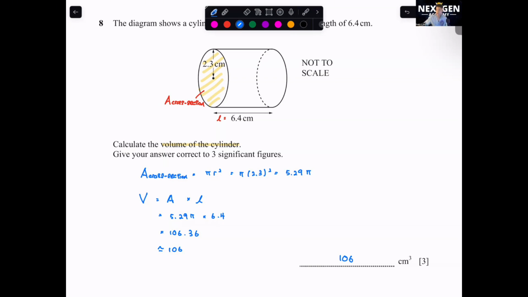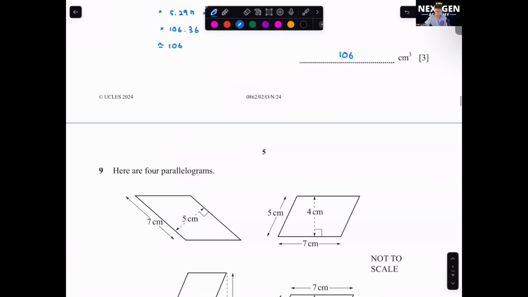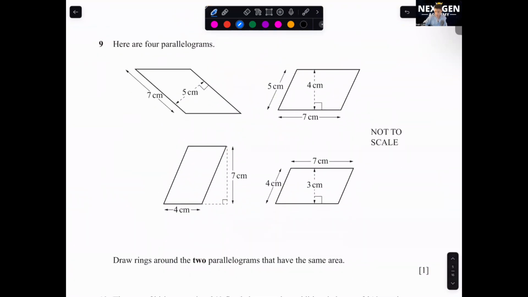Okay, another shapes one. Let's go to question 9. Here are 4 parallelograms. Draw rings around 2 parallelograms that have the same area. Okay, what is the formula of an area of parallelogram? Do you all know this? Okay, length times base. Okay, what is L? What is L? Length. Okay, not exactly accurate.